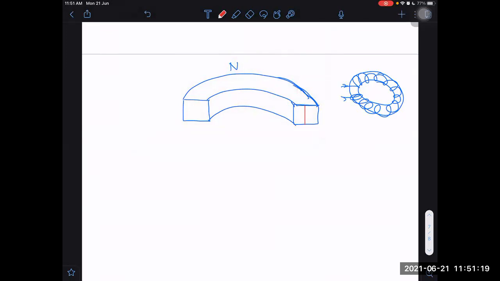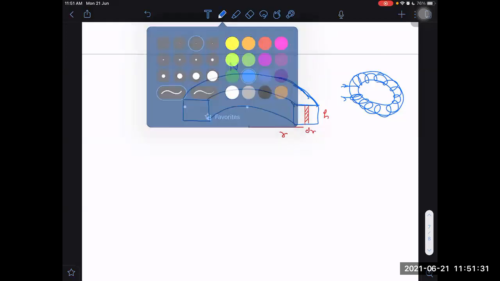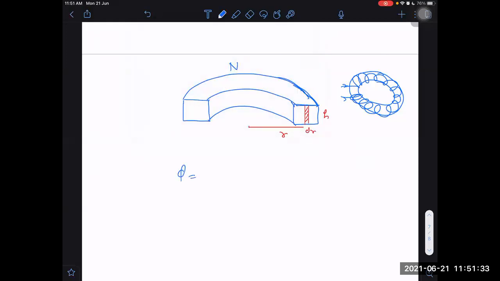In this part, I am taking a small element of height h, and this distance is r. The other one will be r plus dr. What will be the width? dr. What is the area flux? Again, tell me the flux. Flux will become mu naught I by 2 pi into ln of r2 by r1.